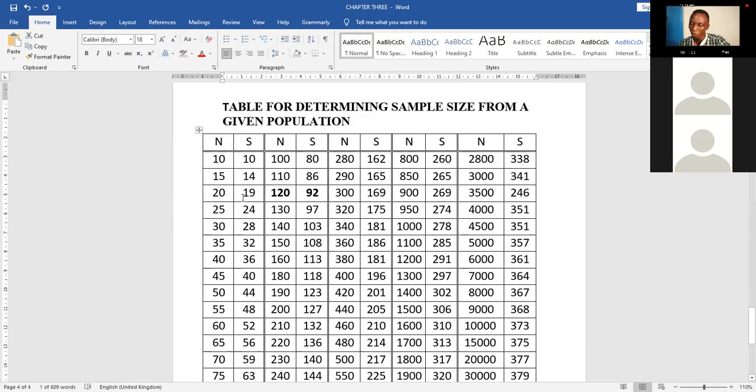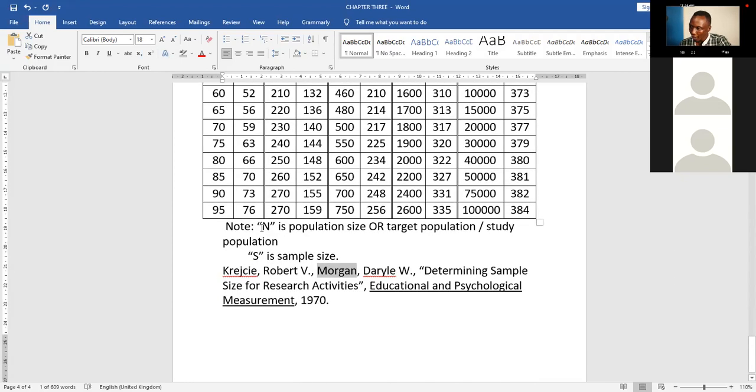How does it work? It has 2 columns: a column for capital N and a column for capital S, repeated across the table. Capital N stands for population size, or study population. Then capital S stands for sample size.